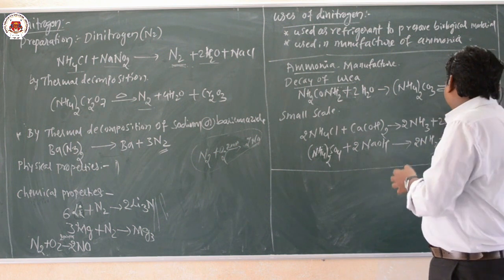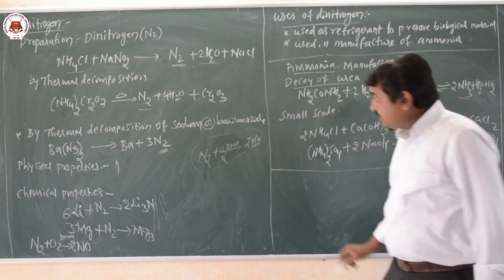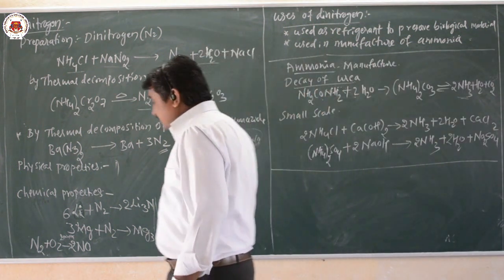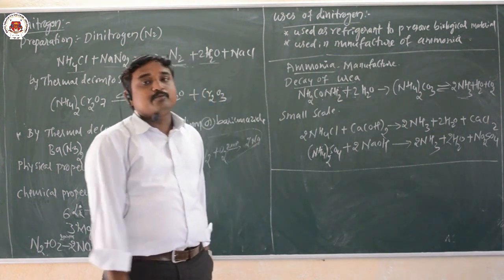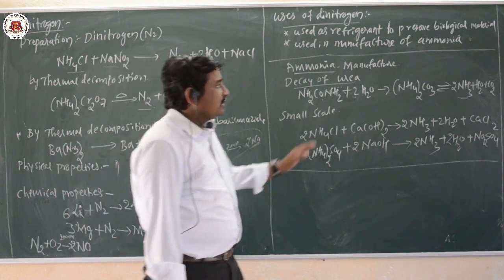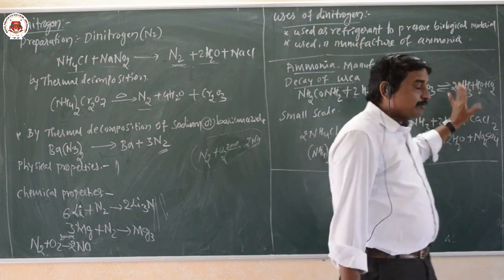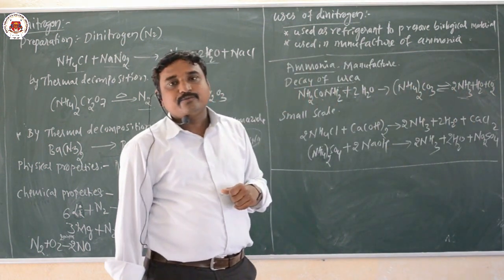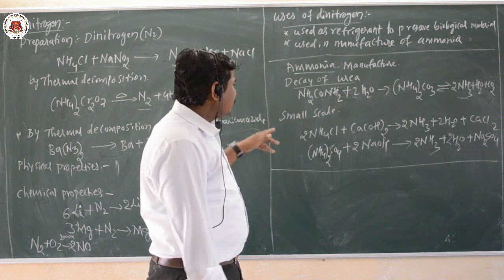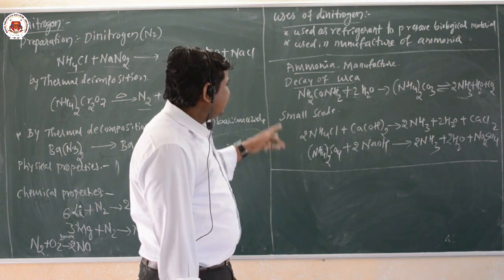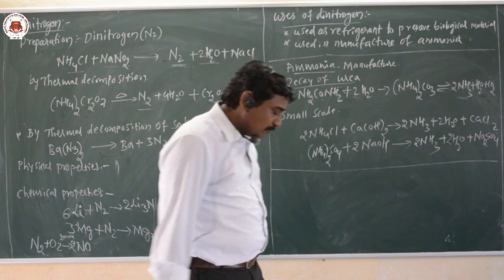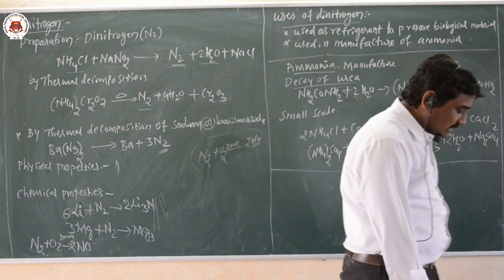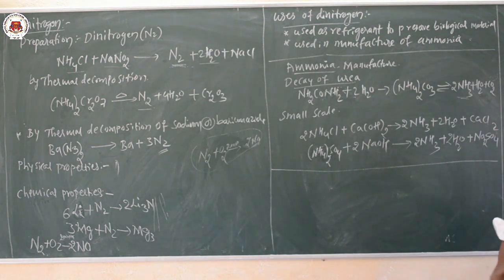Okay. So when urea undergoes decay, decomposes, there is a formation of what here? Ammonia. So the method is, urea reacts with water, there is a formation of ammonium carbonate, which is then later used to give ammonia. So this is one of the methods for the preparation of ammonia. Next one is a small scale method. Ammonium chloride reacts with calcium hydroxide, and there is a formation of ammonia. So this is one of the methods.